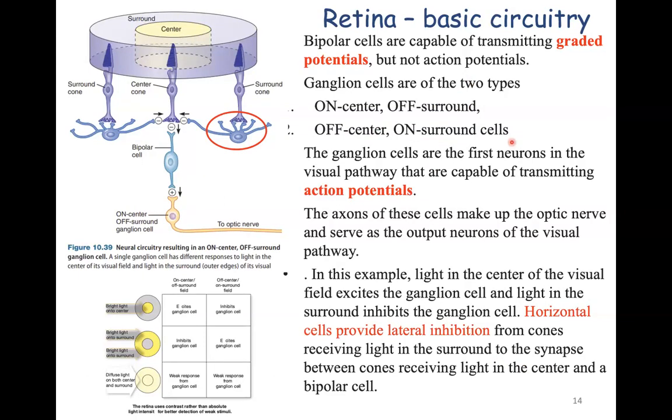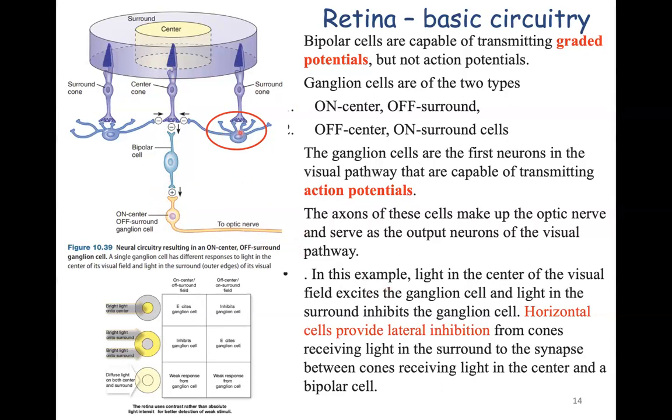So ganglion cells are the first neurons that are capable of transmitting action potentials. So these are the photoreceptors. This is a bipolar cell, which only transmits graded potentials. And then this is the ganglion cell, which transmits action potentials to the optic nerve and to the brain and so on.